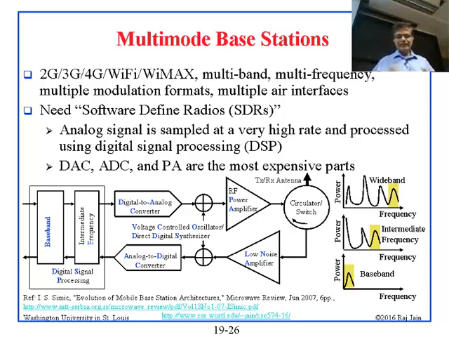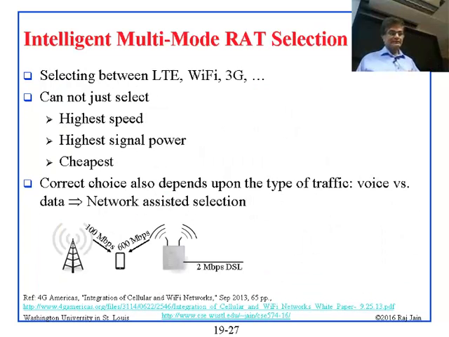Okay. So SDR, and a few other terms: PA is the power amplifier. LNA is the low noise amplifier. DAC is the digital to analog converter. ADC is the analog to digital conversion. IF is intermediate frequency, and baseband is baseband. Now the reason this is important to understand is because this leads us to the second thing which will come up later.